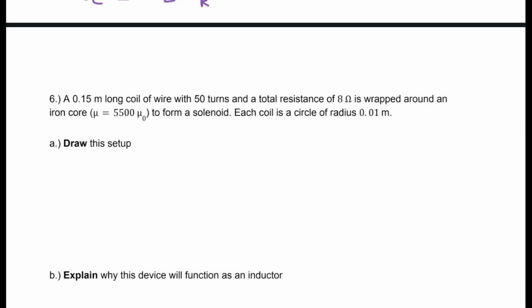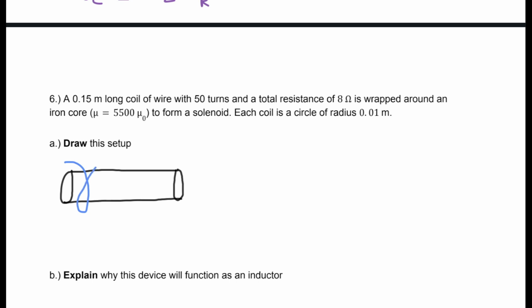So first we'll draw this setup. Again, this setup is a classic way to make an inductor: take some sort of magnetic responsive material and just wrap a bunch of wires around it. I'm just going to do my best to draw my iron core, a nice beautiful cylinder, and then we're going to wrap some coils around it. I'm just going to draw them really spaced out so we can see that there's some coils on this.